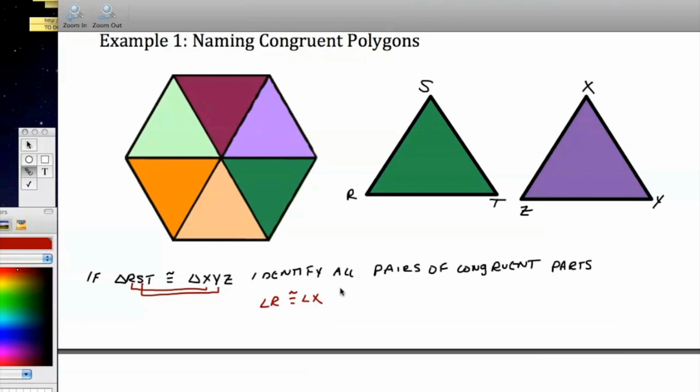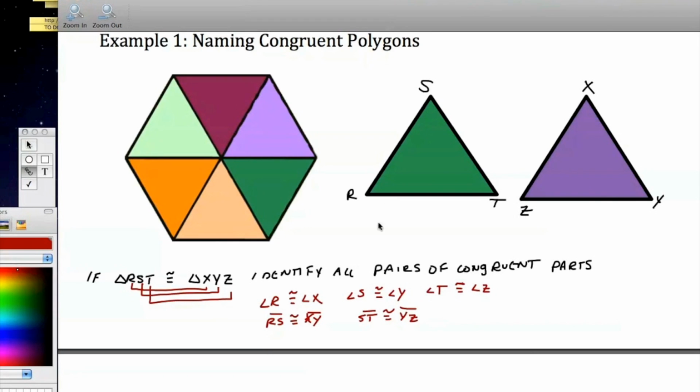Also, angle S is congruent to angle Y. And also, angle T is congruent to angle Z. That means that RS is congruent to XY. Gotta be careful with my drawings here. And that means that ST is congruent to, that's the second and third, so that's going to be YZ. Making sure to label correctly. So YZ is here.